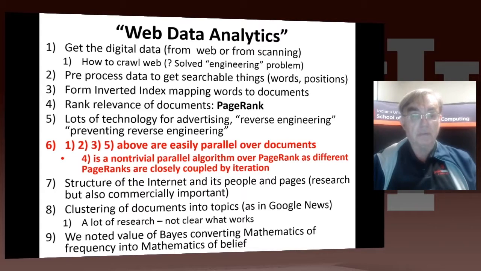If you look at everything except 4, it is sort of trivially parallel because every document can be processed independently. PageRank is parallel, but not trivially parallel, in that PageRank involves iterations over many sites which are linked together because you're iterating of a formula which involves going to a given site and then looking at all the places it points to.